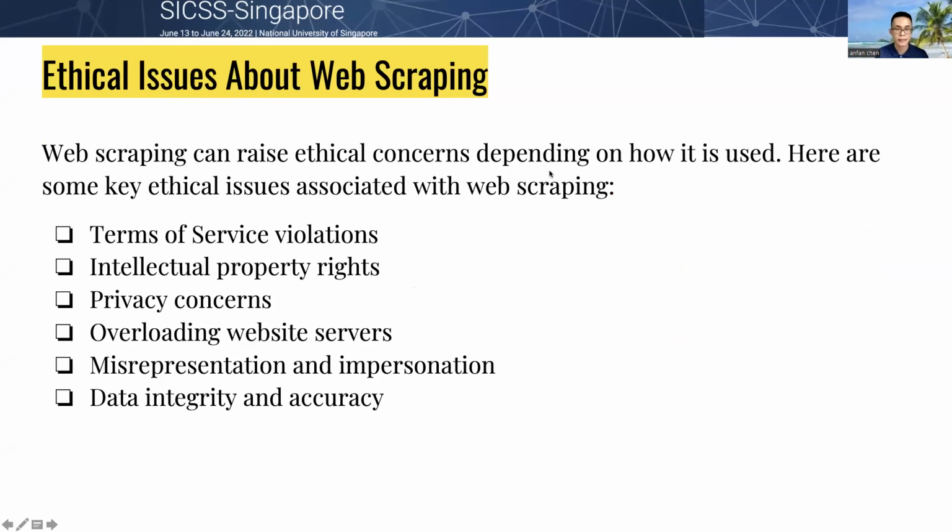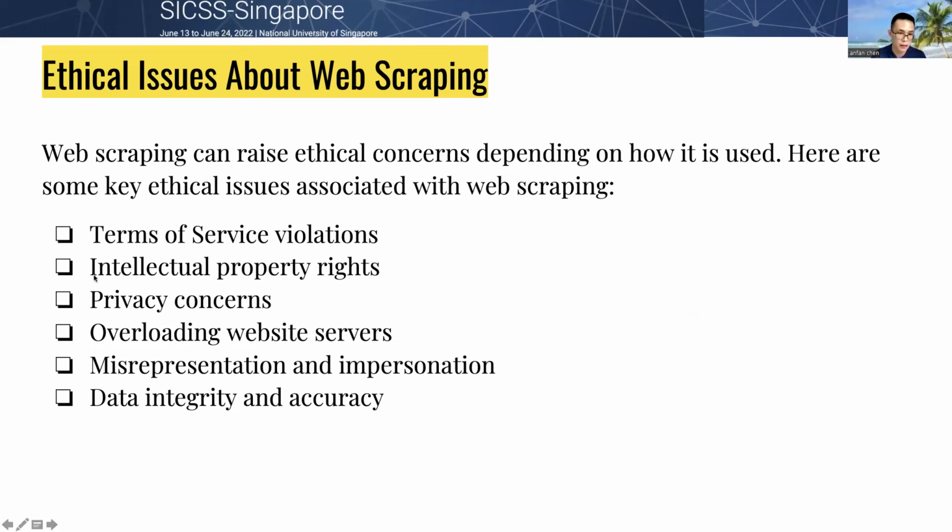Okay, and likewise, there are some ethical issues in terms of web scraping. The first one could be terms of service violation. What does that mean? Many websites have terms of service or usage agreements that explicitly stop data scraping, and ignoring all these terms can be seen as unethical and may lead to legal consequences.